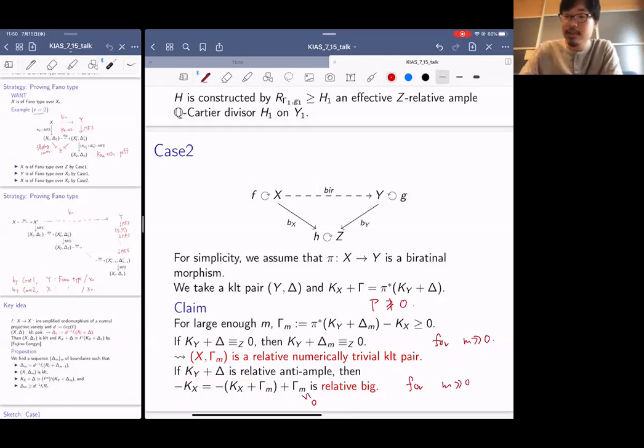It means that this X has a relatively numerically trivial klt pair, and minus K_X is relatively big. In this case, X is of Fano type. So we obtain case 2. This claim is very essential.